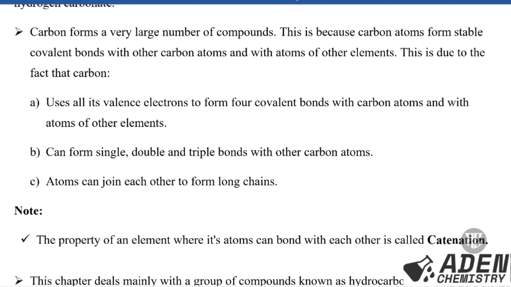Then the last one: carbon atoms can join each other to form long chains. So these 3 reasons are why carbon usually forms a large number of compounds. Note the property of an element where its atoms can bond with each other is called catenation.